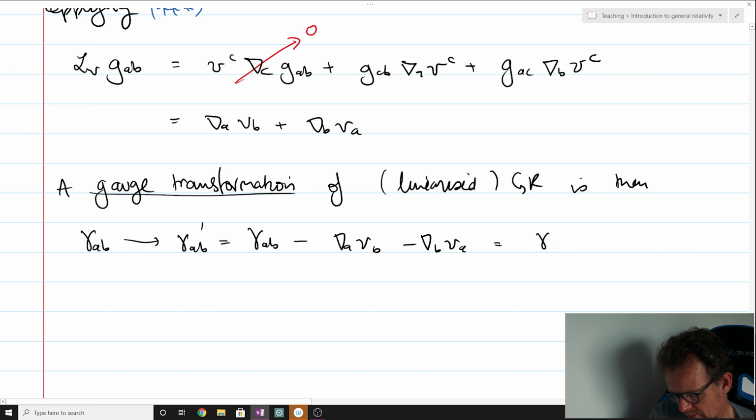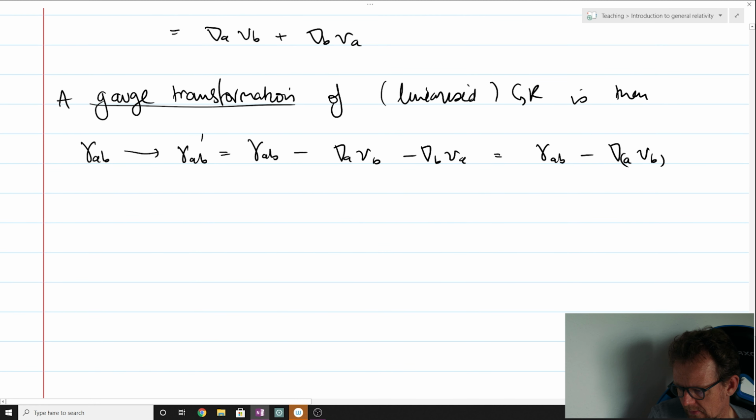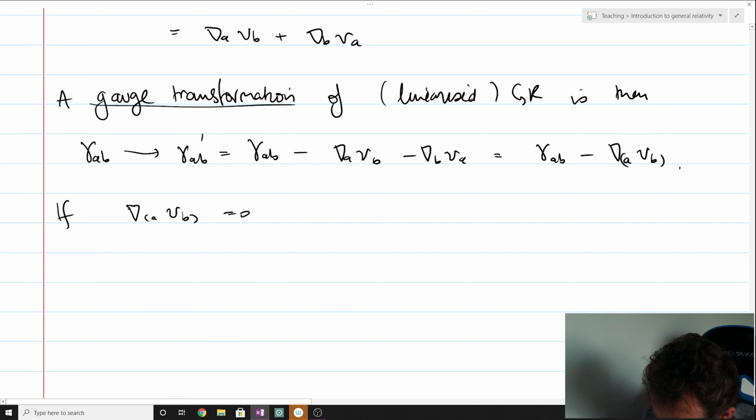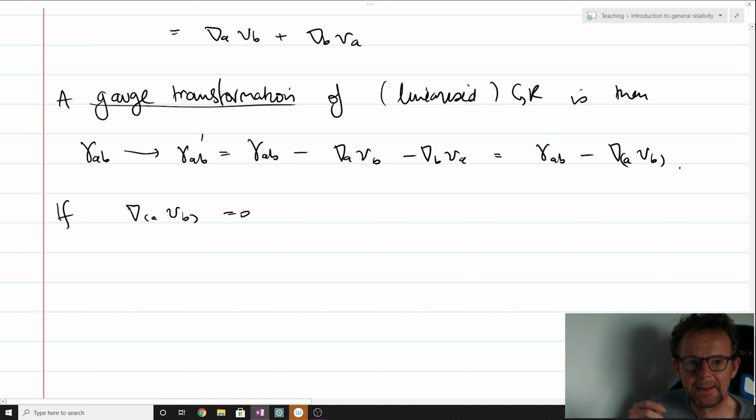And we can write that slightly more compactly using bracket notation there. This is a symmetrized application of the derivative operator. So if this vanishes, then we've got a particularly special form of infinitesimal gauge transformation. Namely, we have an infinitesimal isometry, right? We just mean that the metric doesn't change.